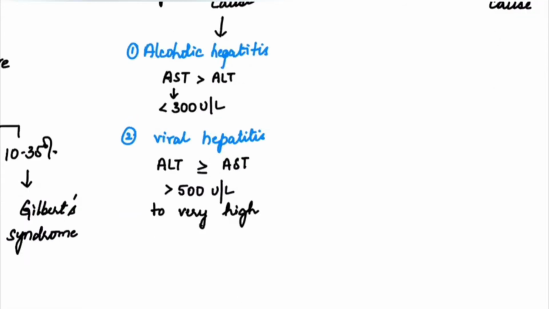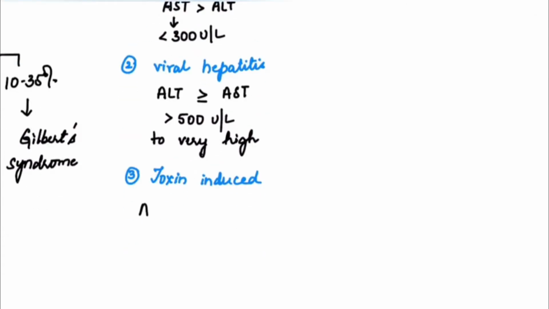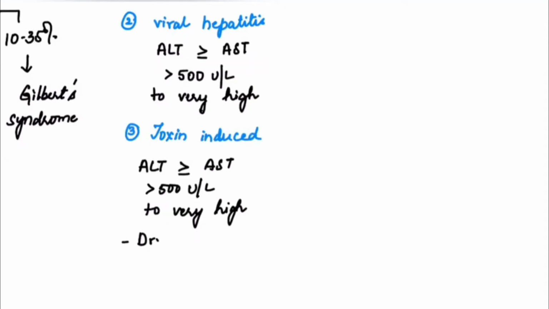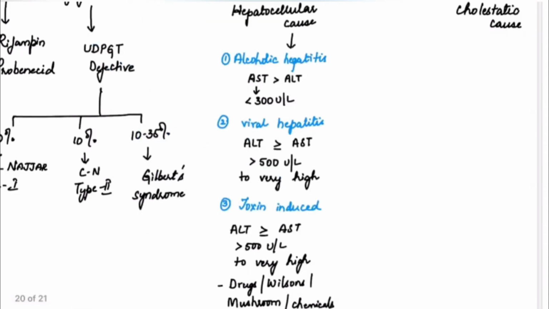The third one is toxin induced hepatitis. So toxin induced liver damage. Here also again ALT will be more than AST and the value will again reach very high. So toxins that can cause liver damage include drugs, then Wilson's disease, mushroom poisoning, and certain chemicals like vinyl chloride.